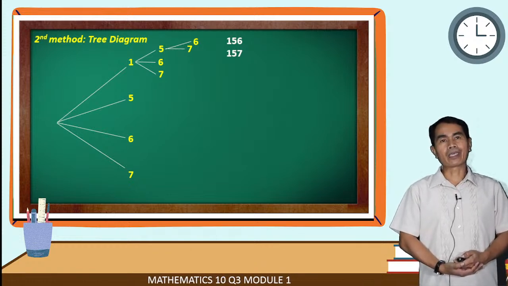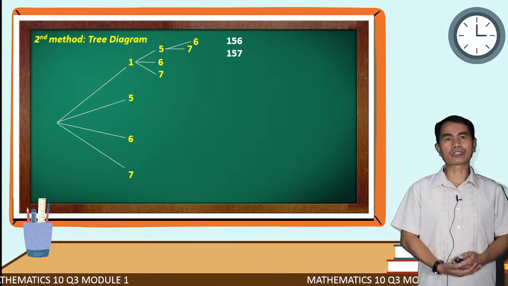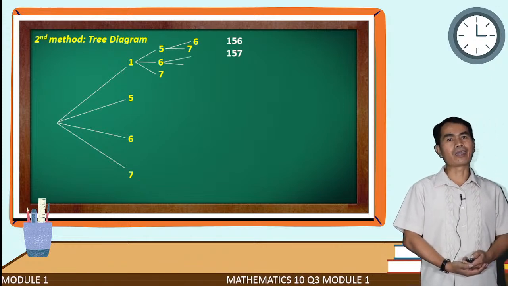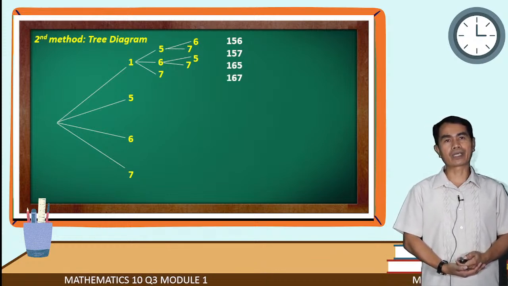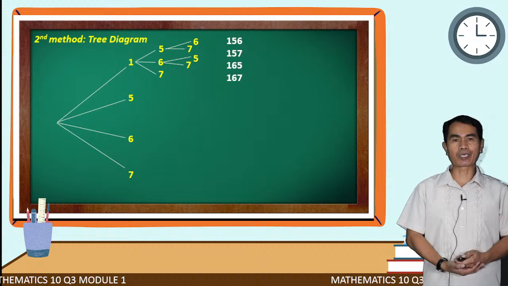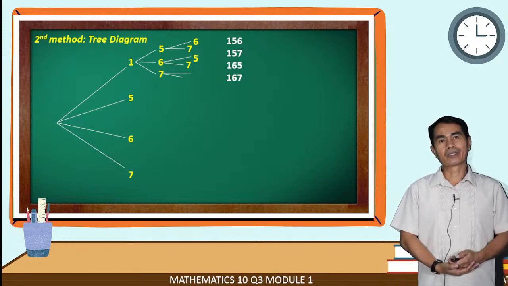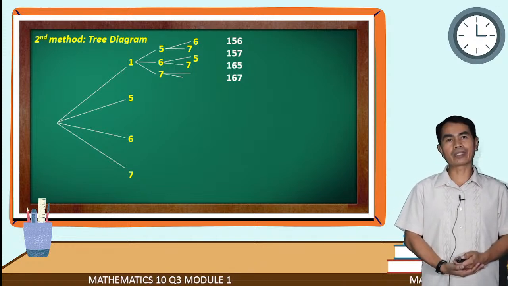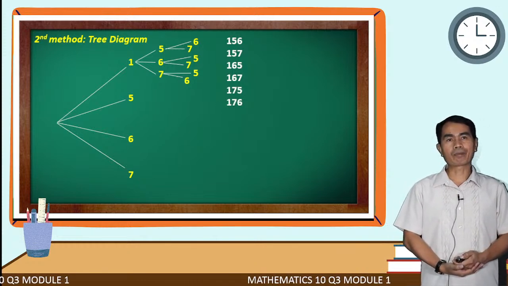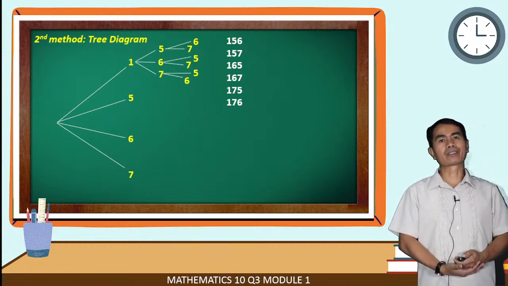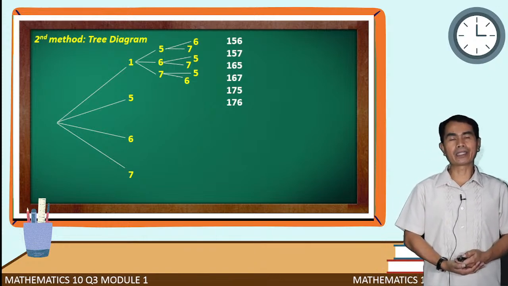What if we use 6 for the tens place? What are the possible choices for the ones place? We have 5 or 7, and the possible three-digit numbers are 165 and 167. Correct. And then, if you use 7 for the tens place, for the ones place you have only the digit 5 or 6, and we can form the numbers 175 and 176. We continue the process to complete the required three-digit numbers.